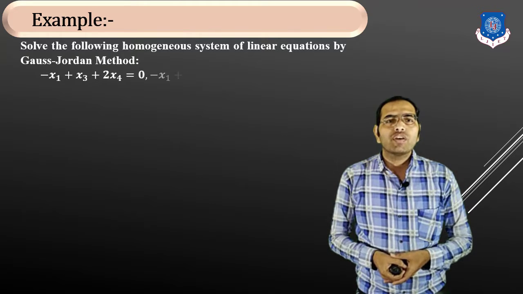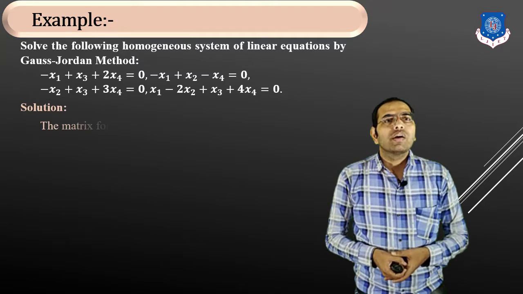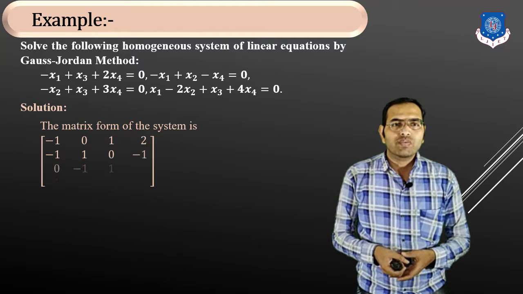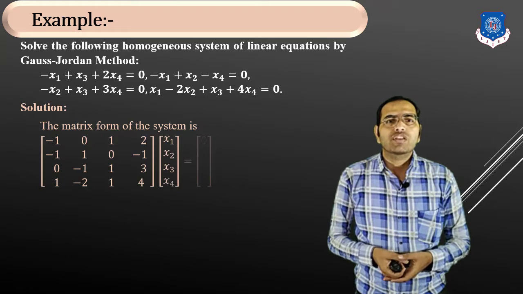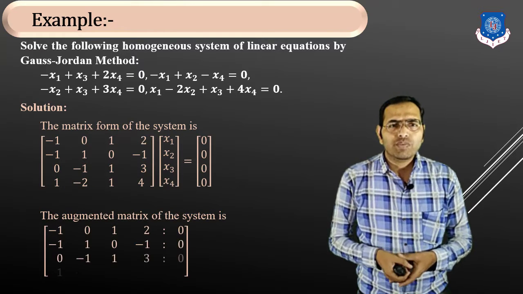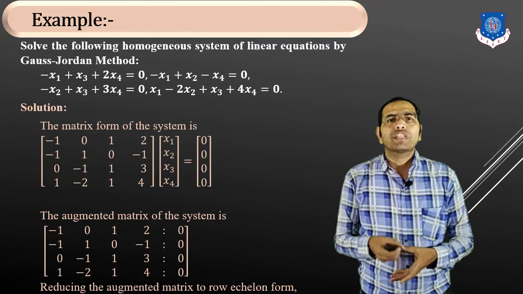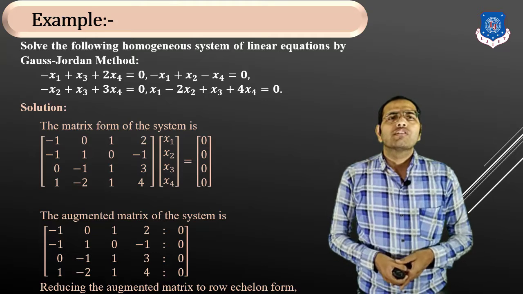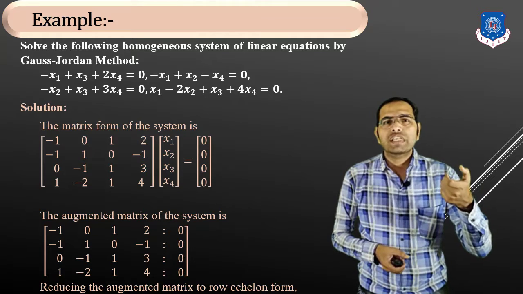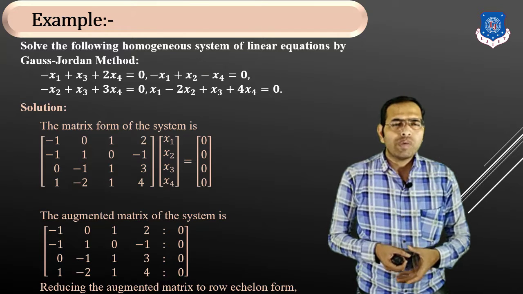Solve the following homogeneous linear system by the Gauss-Jordan method: minus x1 plus x3 plus 2x4 equal to 0, minus x1 plus x2 minus x4 equal to 0, minus x2 plus x3 plus 3x4 equal to 0, and the fourth one, x1 minus 2x2 plus x3 plus 4x4 equal to 0. Firstly, the linear system which is given is written in matrix form as Ax equal to B.